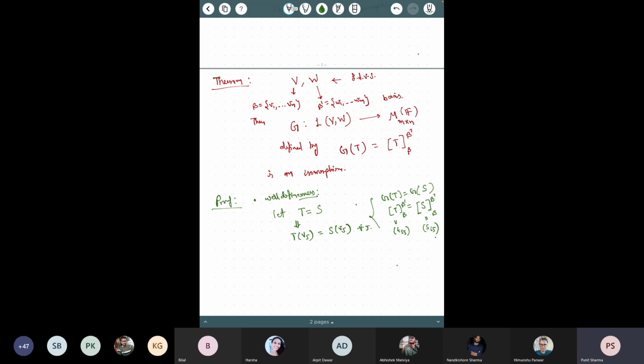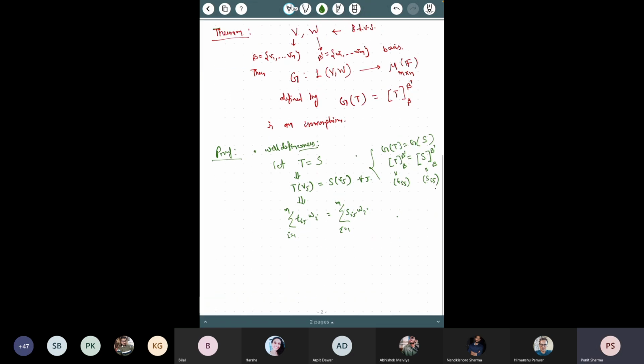But then from here, what can you say? The range will be equal to something, Wi. You have to make sure that the Tij's and Sij's appear here. You know the matrix representation, so you can write T of Vj as the sum of Tij Wi, i equal to 1 to m. And similarly, S of Vj would be the sum of Sij Wi, i equal to 1 to m.